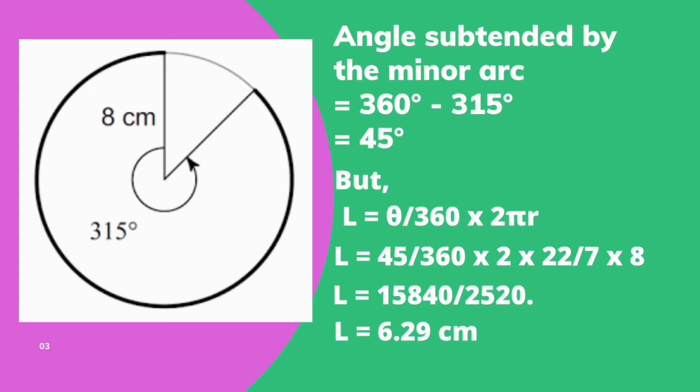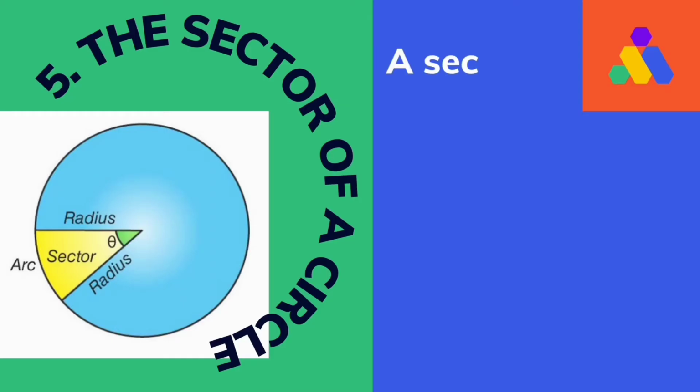To find the length of this arc, you first of all subtract the 315 degrees from the angle at a point, which is 360, to get the angle subtended by the minor arc. Having done this, you substitute into the length of an arc formula, which is theta all over 360 times 2 pi r. And so you have 45 all over 360 times 2 times 22 over 7 times 8. And when you evaluate this expression, you are going to have 16.29 centimeters as the length of the arc.